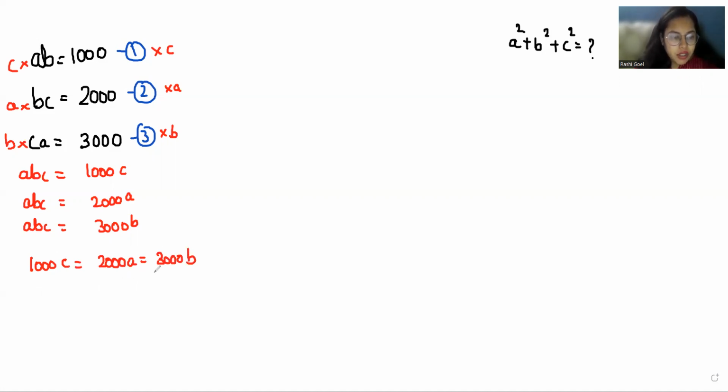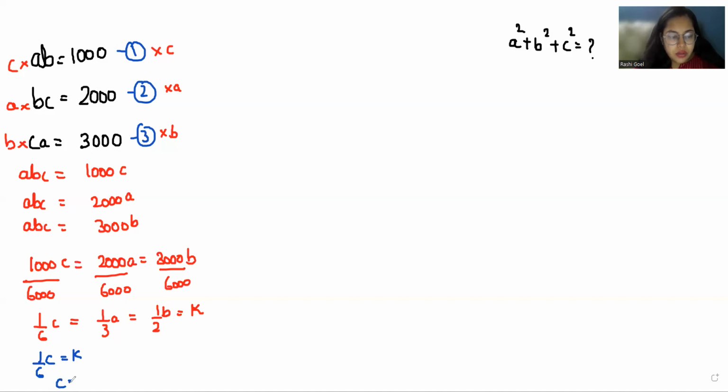Now I'm taking LCM of these three and we get 6000. So I'm going to divide with 6000. So it becomes 1 by 6C is equal to 1 by 3A is equal to 1 by 2B. I'm taking this equal to a constant K. Now 1 by 6C is equal to K, so C is equal to 6K. Similarly, A is equal to 3K and B is equal to 2K.